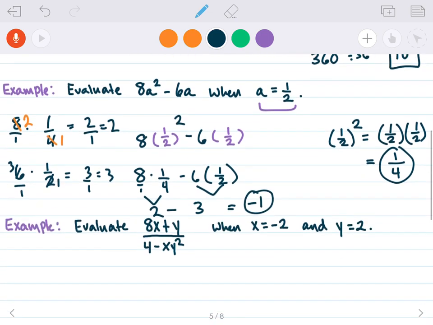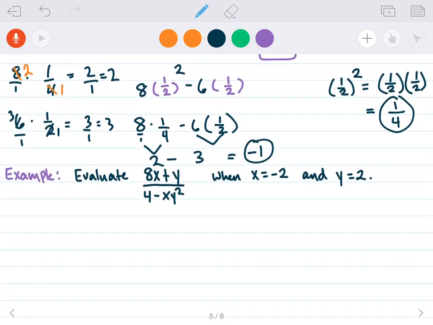Okay. All right, let's try one more. So this is our expression. We want to evaluate 8x plus y over 4 minus xy squared, and we're going to let x equal -2, and we're going to let y equal 2. So anywhere I see an x, I'm going to put parentheses -2, right? That's what I'm subbing in for x here. So anywhere I see an x in my expression, I'm going to sub in with -2. Anywhere I see a y, I'm going to sub in with a +2.